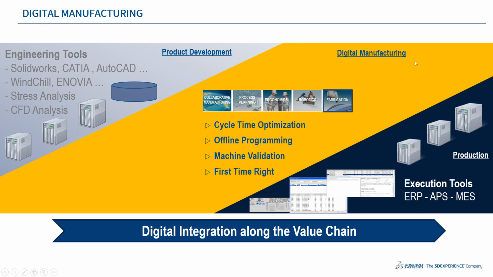So that's where in Dassault System we have a solution, the digital manufacturing solution. It's under the Delmia solution, and it will allow you to bridge those two aspects between engineering and shop floor. So out of that, you will be able to do some cycle time optimization, offline programming, if it's about 6-axis robots that you have on the shop floor, machine validation, maybe for CNC.